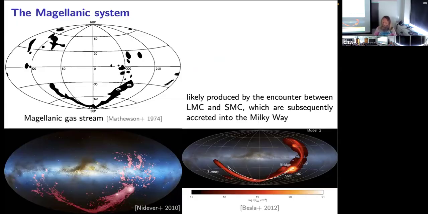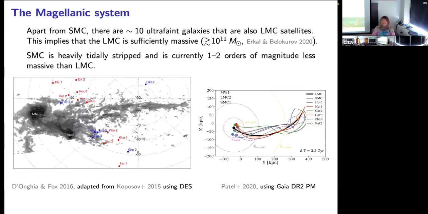So it's the gas stripped from the SMC by the tidal field of the LMC, and vice versa, pulled out of the LMC by the SMC, and both clouds fell toward the Milky Way, and that's how it's stretched across the whole sky. But I'm not an expert, I'm just saying that there is such a thing as a gas stream. It's an observational fact that we have to contend with when doing dynamical modeling. There is some sort of gas there.